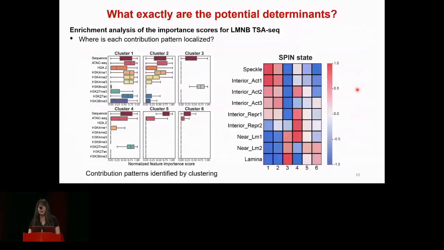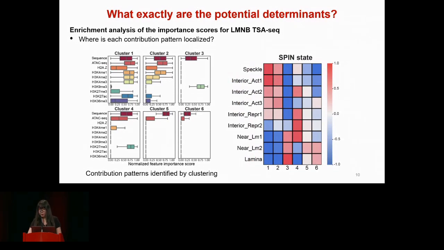So lastly, we were curious about what exactly are the potential determinants or mechanisms represented by each cluster. In this section, we focus on the analysis of the lamina TSA-seq signals. A key question is where is each contribution pattern localized? To answer this question, we compared each cluster with the SPIN state annotation, which is a nuclear compartmentalization method that partitions the genome into speckle, interior active, interior repressive, near lamina and lamina states, which indicates the localization of the regions.